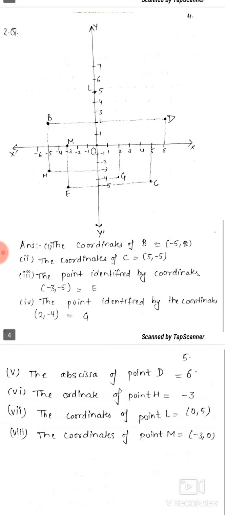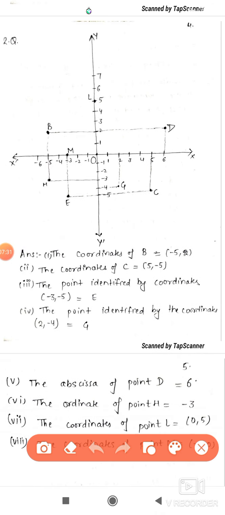Now in question number two, they have given the figure and they are asking about the coordinates of B. See, this is point B. While explaining the basics to you all, I have told you that first we will see the x position and then we will see the y position. So for B, the x position is -5 and y is 2. So the coordinate of B is (-5, 2).